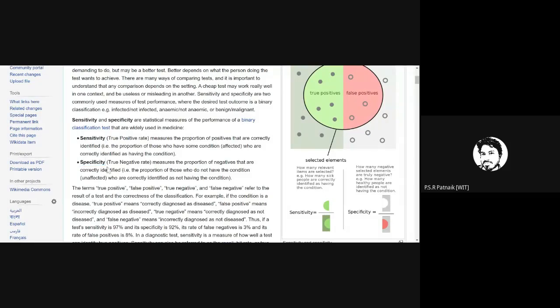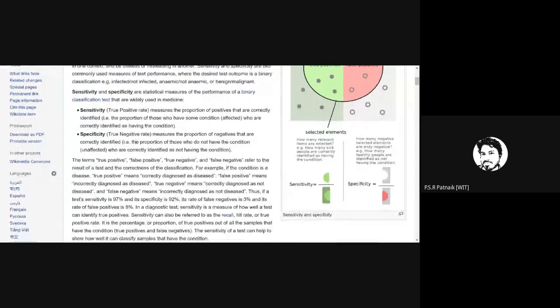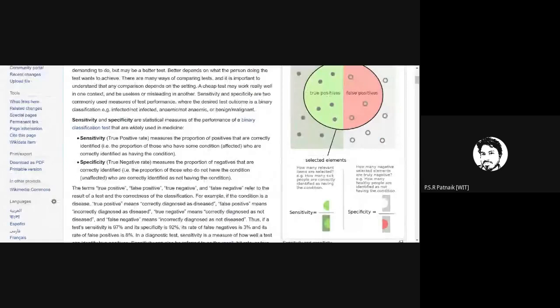What does specificity stand for? It stands for true negativity. Like, of all available instances which do not belong to the class, how correctly have they been identified by the ML model as not belonging to that class. This is called true negativity. Right? The proportion of those who do not have the condition. So, false positive rate is almost 1 minus specificity. So, 1 minus specificity will lead to false positive rate. I need to check the formula, whether it is 1 minus specificity or specificity minus 1. But false positive rate is always related to specificity.